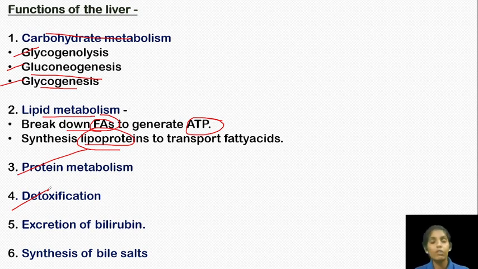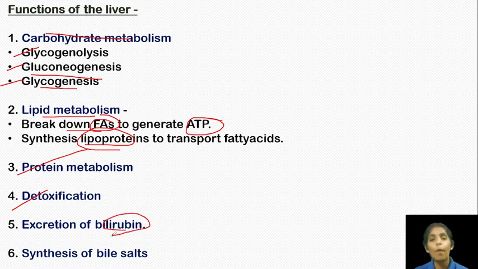So, for example, if we take a certain medicine, the medicine will perform its pharmacological activity, and after its pharmacological activity, it has to be eliminated out of the body. And who will do that function? The liver will do that function. The liver will help in eliminating the drug after its activity in the body. That is the detoxification. And excretion of bilirubin.